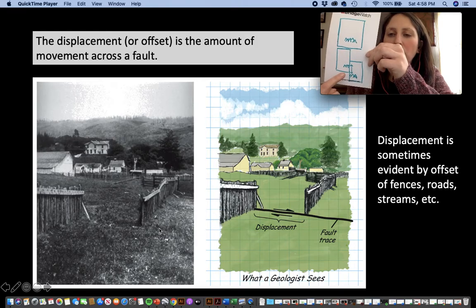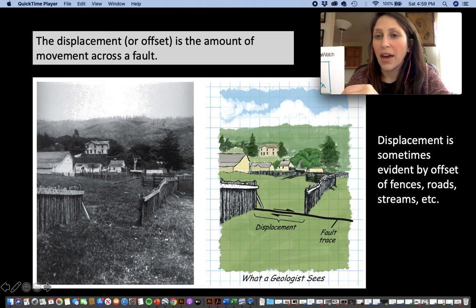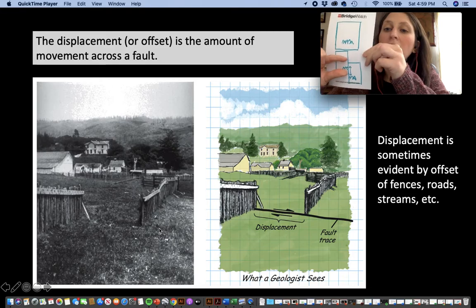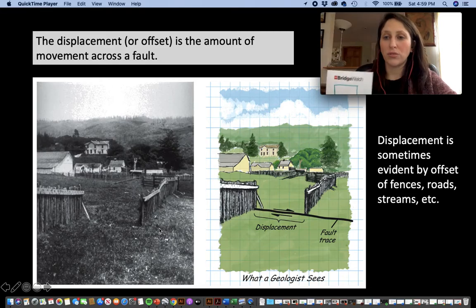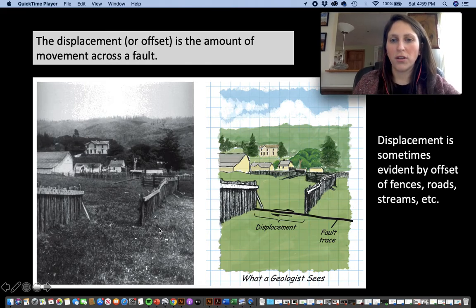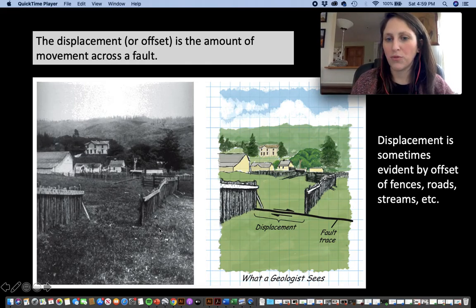You can go and look at these mountains and figure out how far that fault displaced this mountain range. So you can look at the distance in between those two mountain ranges to figure out how much the fault moved. So we'll be talking about the displacement or offset of a fault, and that's what it means. How much has the fault moved, and how can we measure it?